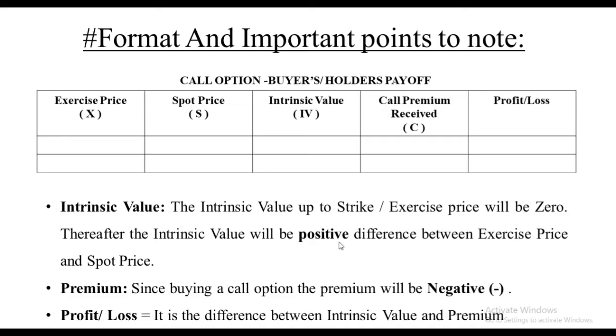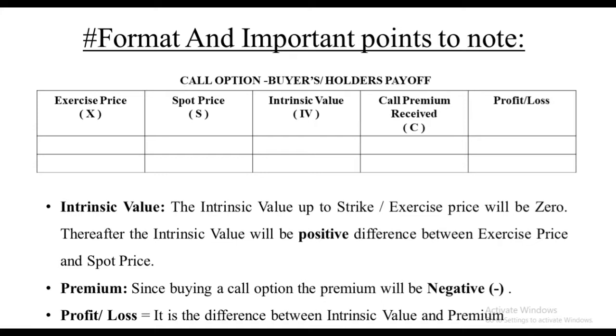Thereafter, the intrinsic value will be the positive difference between the exercise price and the spot price. Exercise price and spot price are the two prices which will be given in the question. Then thereafter we have to find the intrinsic value. The call premium will also be given in the question, and we need to find the profit and loss. Premium: since the sum is based on buyer's payoff, and we are going to buy a call, the premium will always be negative.